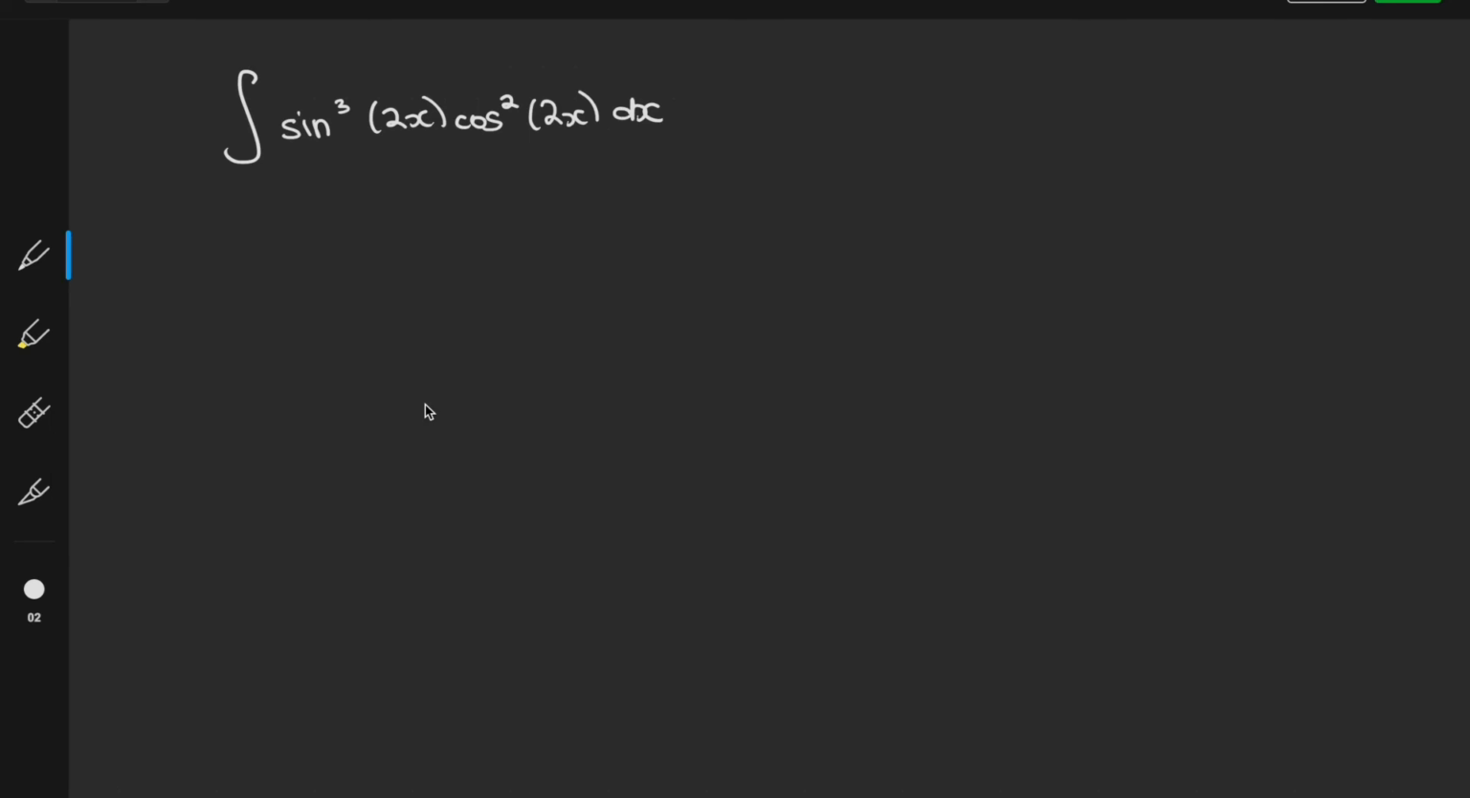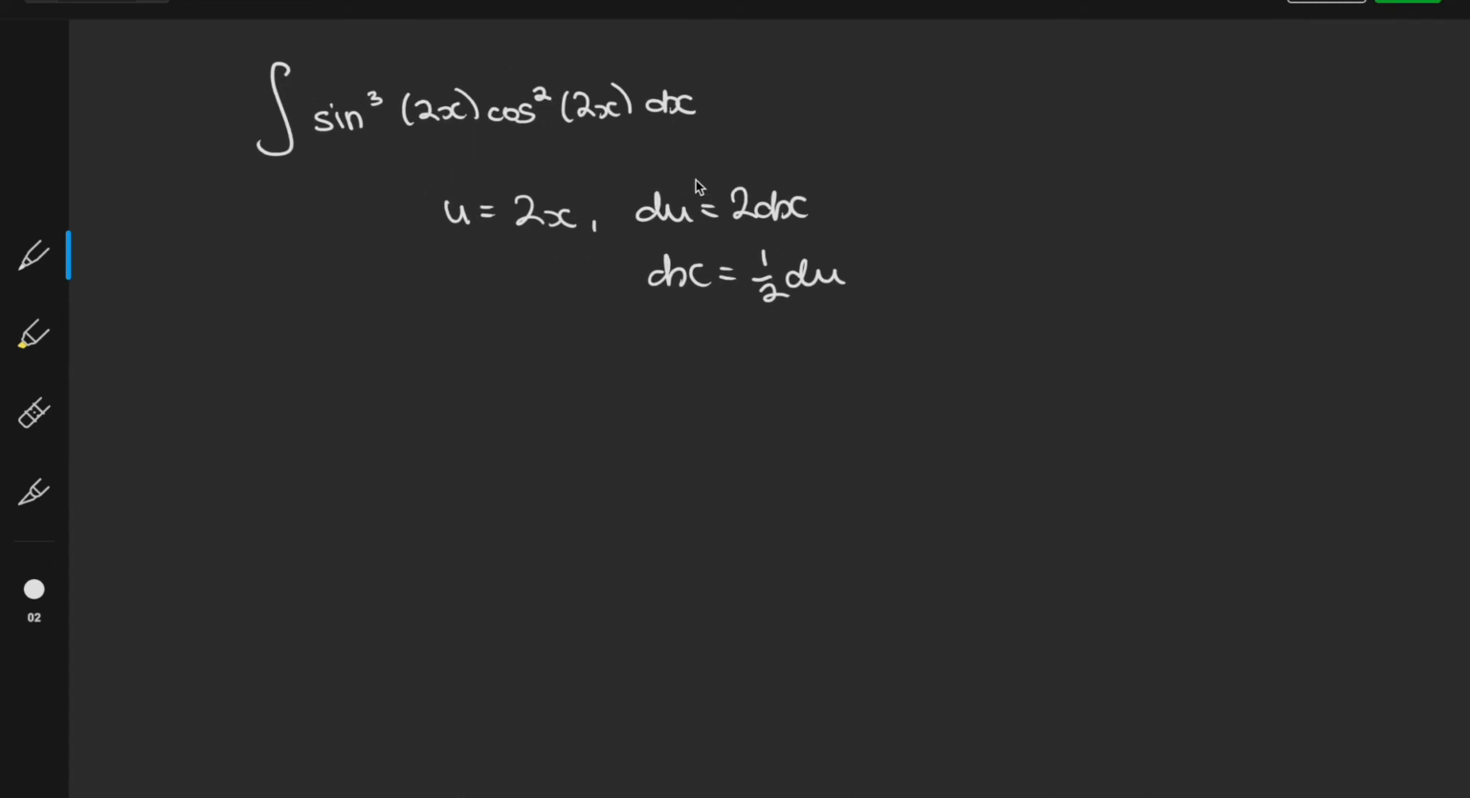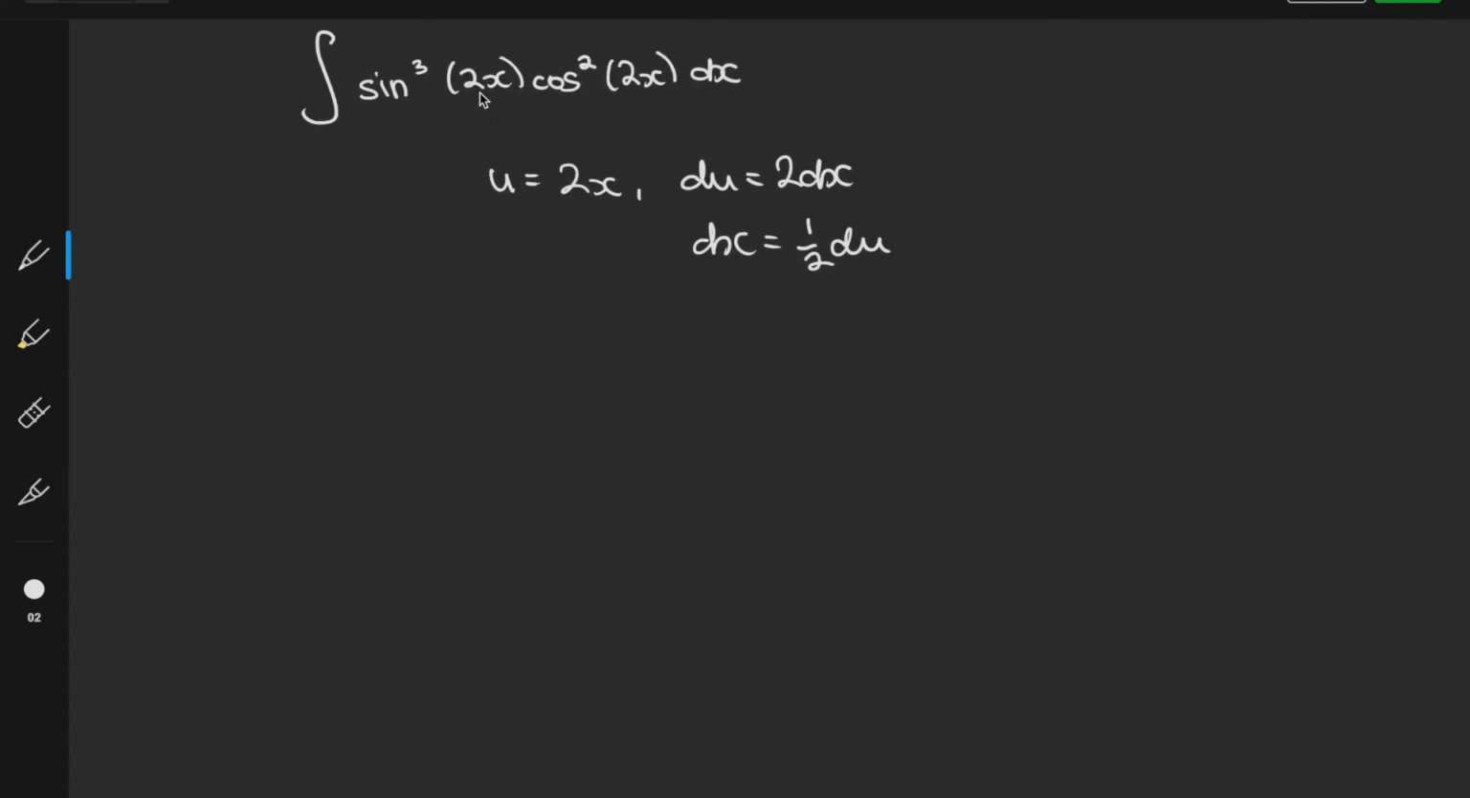So to make things easier, I don't want to work with this 2x, it's going to be annoying. So I'm just going to let u equal 2x, du is equal to 2dx, and then we need to get dx by itself, so dx is just a half du. And immediately, these 2x's are all just going to become u, and this half I'm just going to take out the front of the integral because I don't want to work with it inside the integral. So with this, we're going to have a half times the integral of sine cubed u times the cosine squared of u du.